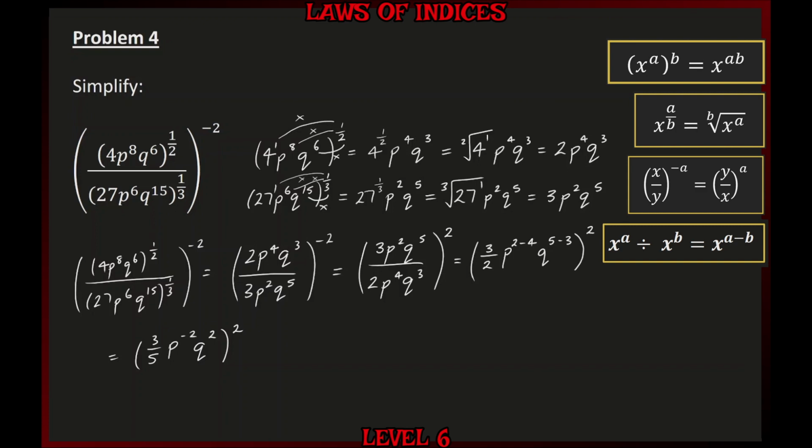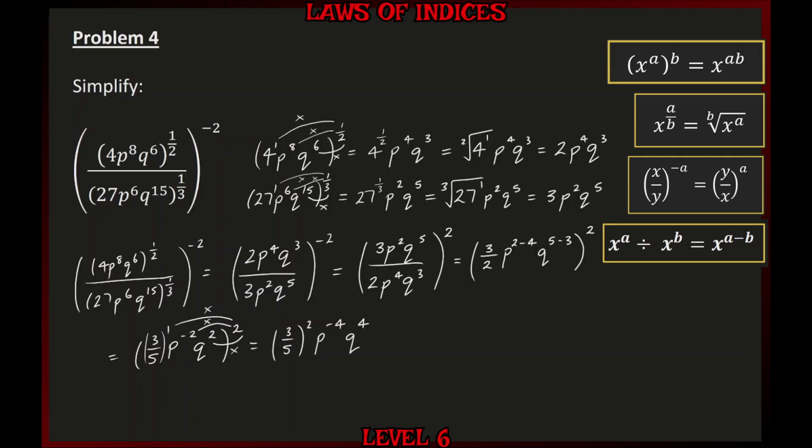Now, once again, we're raising powers to powers, so we're going to multiply the powers together. And before we do that, we're going to put a power of 1 on our 3 over 2 at the beginning. So we have 1 times 2, which is 2, so we have 3 over 2 to the power of 2. P to the power of minus 2 times 2, which is minus 4. And q to the power of 2 times 2, which is 4, so q to the power of 4.